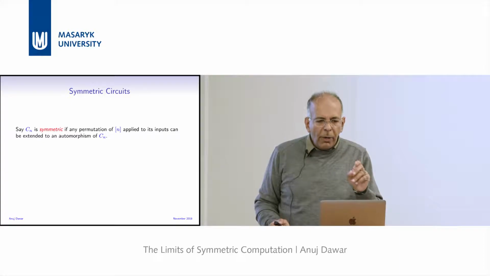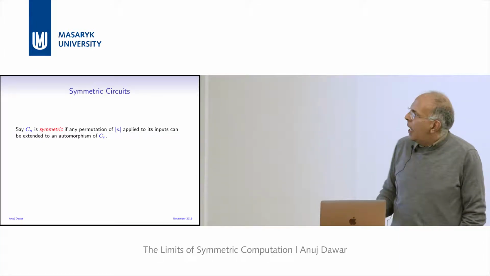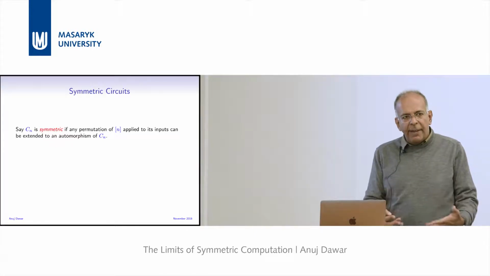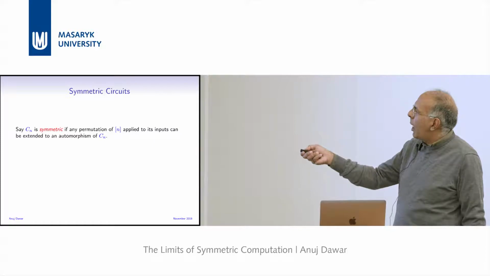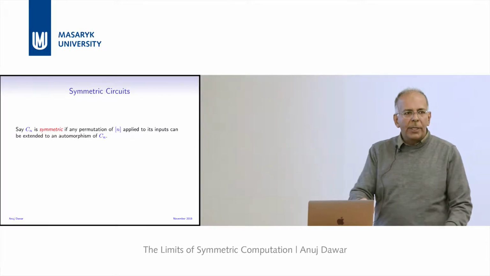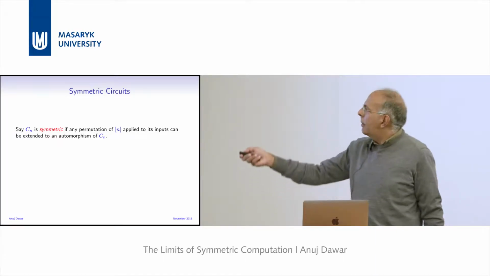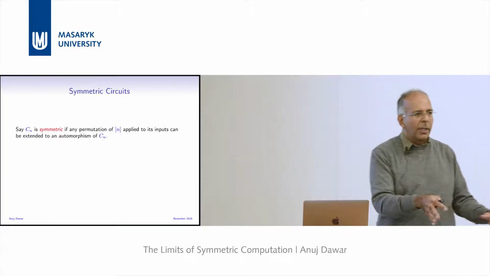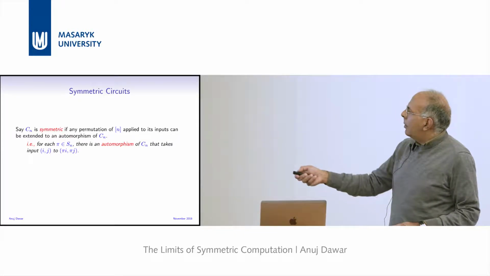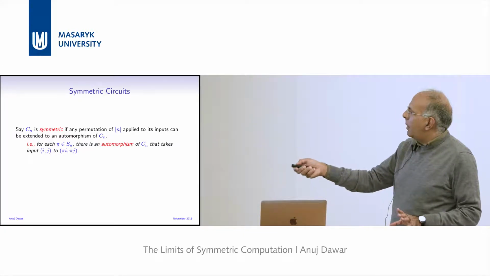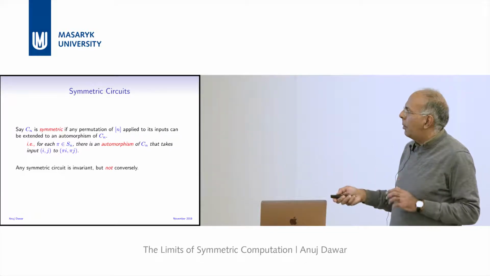Now, I want to define a slightly different notion, what I'll call a symmetric circuit. A symmetric circuit, in some sense, is invariant, and the invariance is kind of obvious from the circuit in the following sense: whenever you have a permutation of n and you apply it to its input, you can extend it to a permutation of the whole circuit, which is an automorphism, so it keeps all the connections of the circuit the same. Formally, for each permutation, there is in fact an automorphism of the circuit which preserves this.